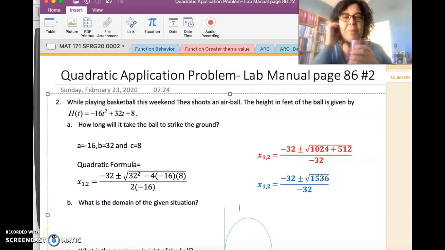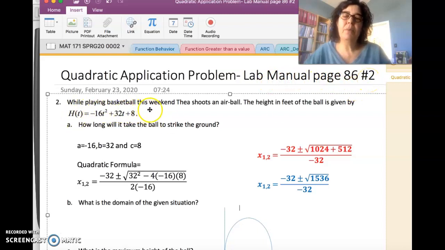Good morning, everyone. In this video, I'll show you how to use your calculator, TI-30X or TI-36X, particularly if you're trying to solve a quadratic function application problem. There will be two parts of this video. This is part one. This problem is coming from Lab Manual, page 86, number 2.